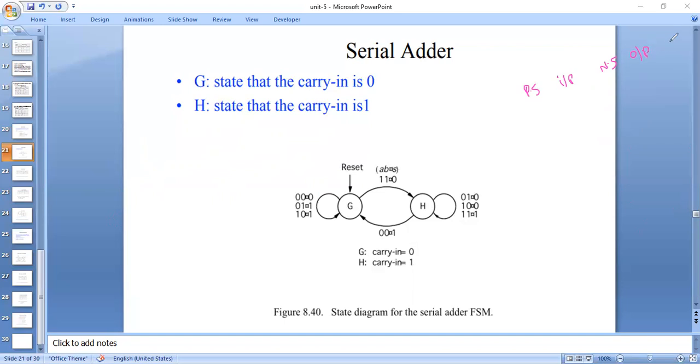So present state, input, next state and output, and the type of flip-flop we are choosing is a D flip-flop. We need only one D flip-flop, right? Since carry is a single-bit number, we need only one D flip-flop. That also you have to include in this table. And since we are using a flip-flop, how do we generally represent the state? Qn plus 1. If the present state is Qn, the next state is Qn plus 1. The carry 0 and carry 1 we took earlier, we are just writing in Q.